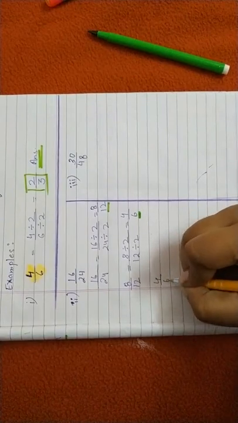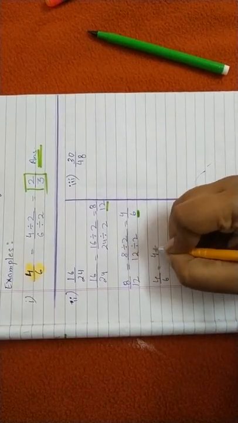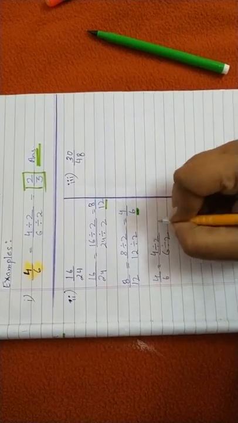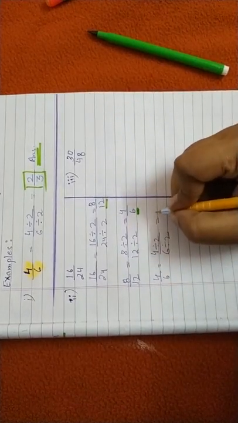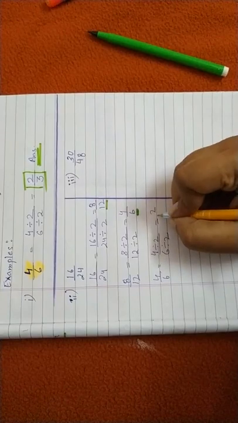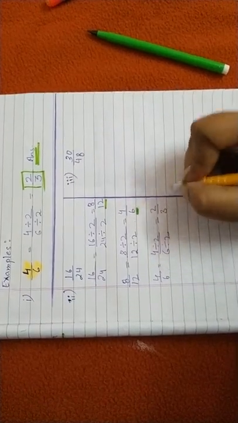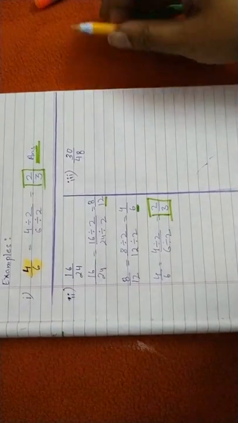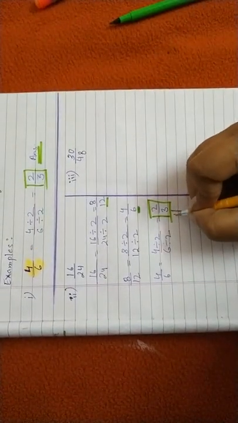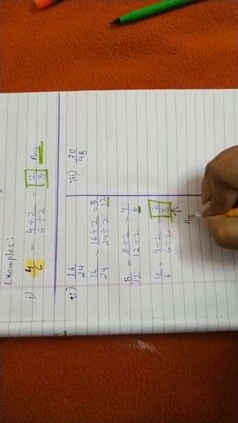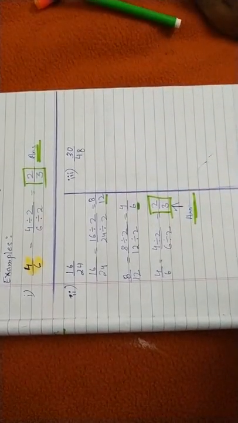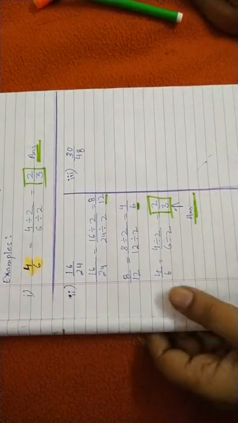4 upon 6 is equal to 4 divided by 2 and 6 divided by 2. What am I getting? 2 upon 3. So this is in its simplest form. So this is what, children? This is the answer. Is it clear? Now, let's take one more example.